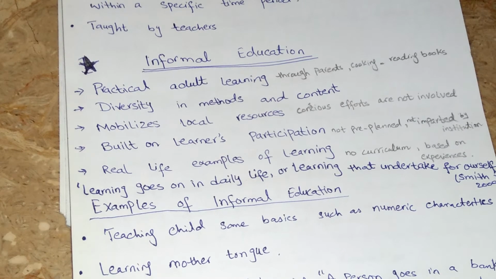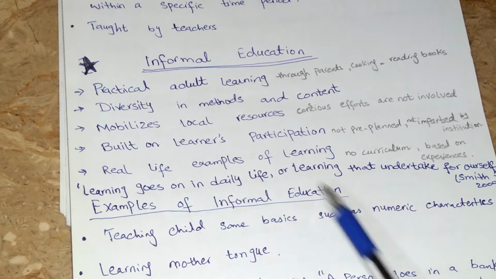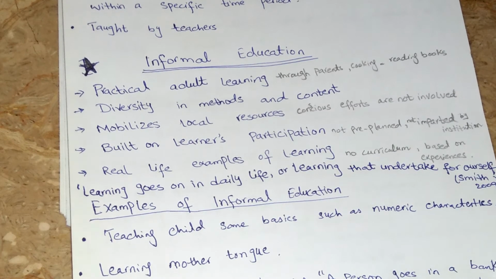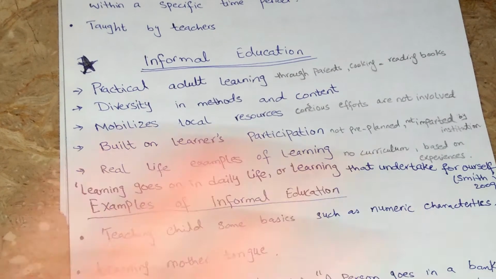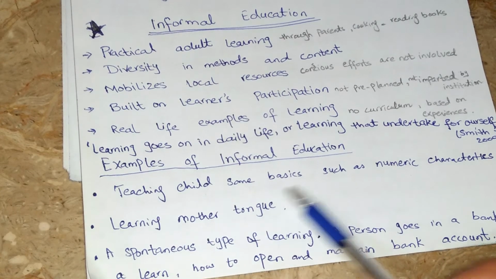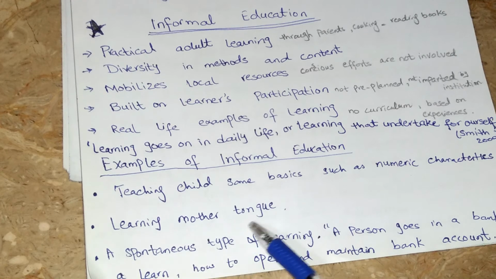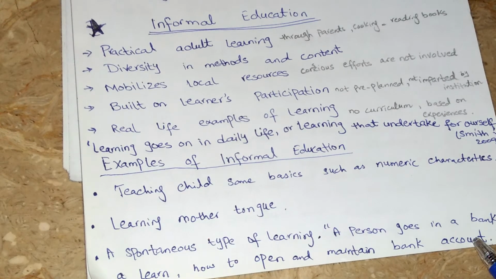To summarize informal education in a line: learning that goes on in daily life, or learning that we undertake for ourselves, as said by Smith in 2009. Informal education is unconscious learning that we learn from our surroundings on a daily basis. Examples of informal education are teaching a child some basics such as numbers or anything a parent teaches their kids, learning the mother tongue, a spontaneous type of learning, and a person going to a bank and learning how to open and maintain a bank account. It's spontaneous learning.